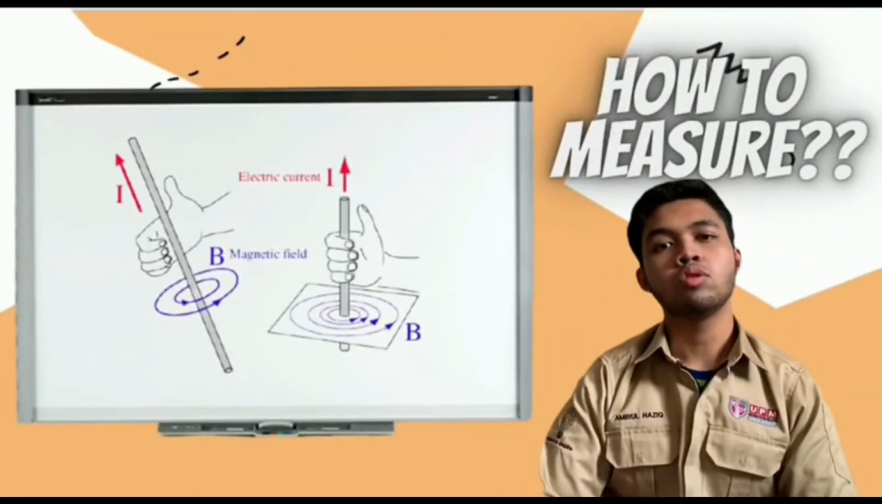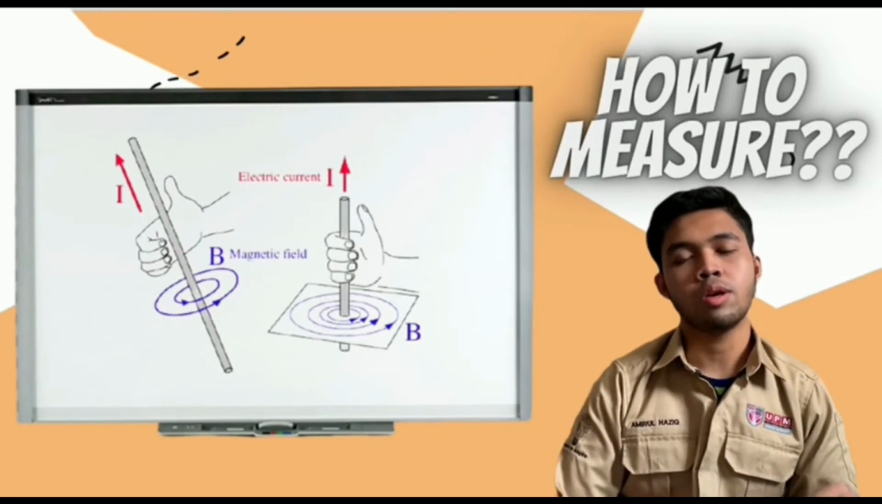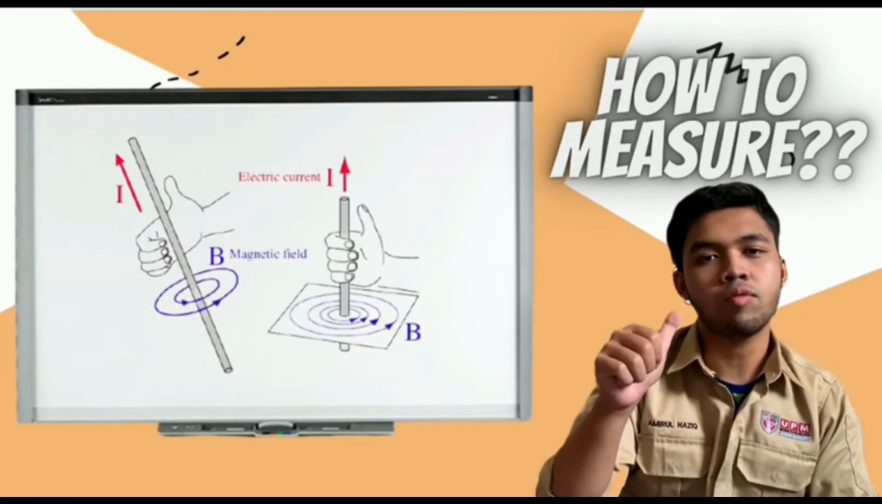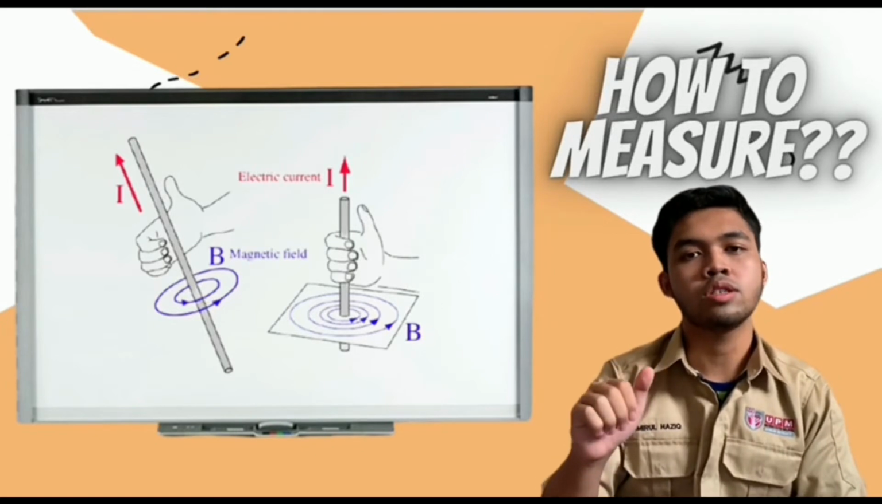Lastly, I want to show you how we can determine the direction of the induced current when Lenz's law is applied. We can easily use the right-hand rule, where we use the thumb for the direction of the magnetic field and the other fingers for the direction of the current.